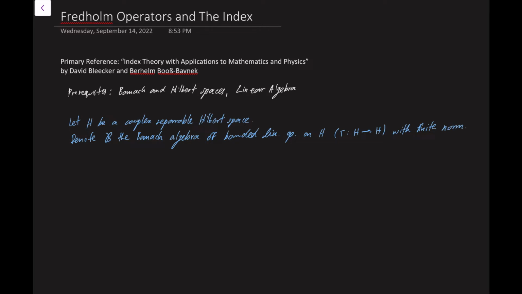So recall that for an operator T from H to H, its norm is the supremum of the norm of Tu such that u is in the Hilbert space and has magnitude less than or equal to 1. Now, script B is the Banach algebra of these bounded linear operators T on H with finite norm. So this norm has to be finite.